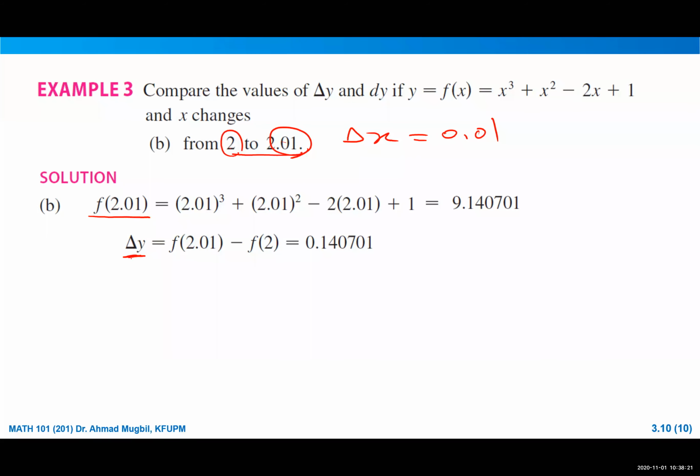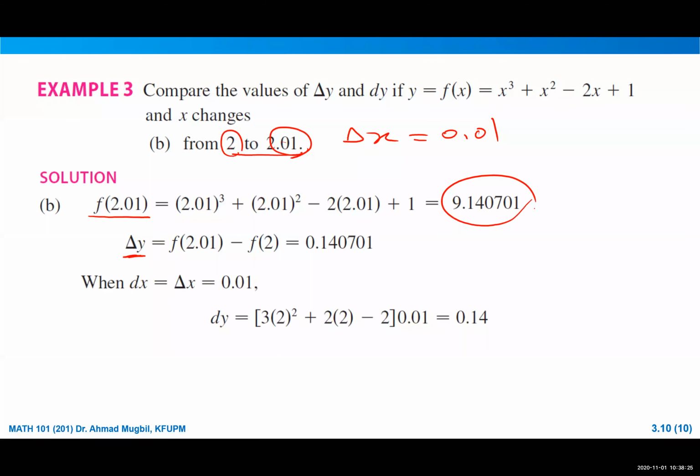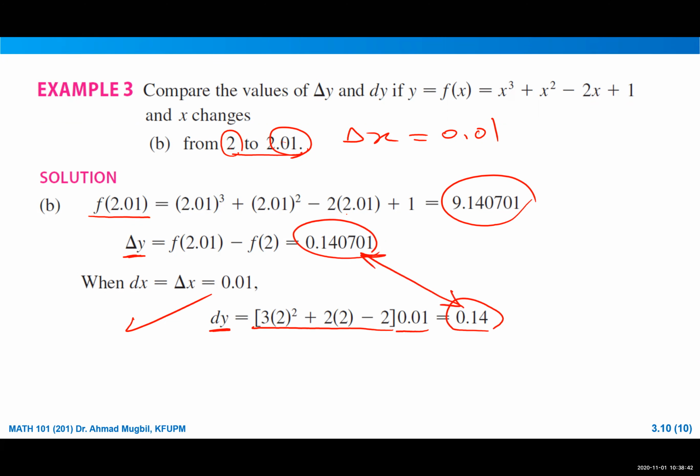Now, again, it takes time to calculate this part. But if you calculate dy, delta x is given there, so dy will be very easy. It will be just the derivative at 2 multiplied by dx, and it is 0.4. If you compare this value with this value, you can see that they are approximately the same. But the good news is that this is easier to calculate.